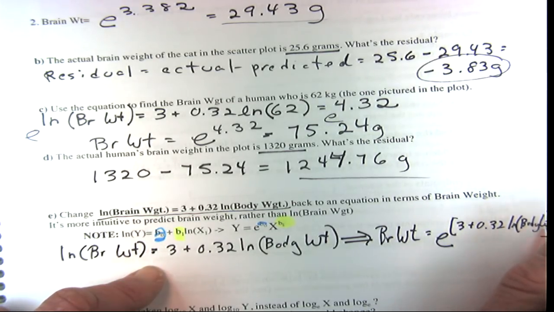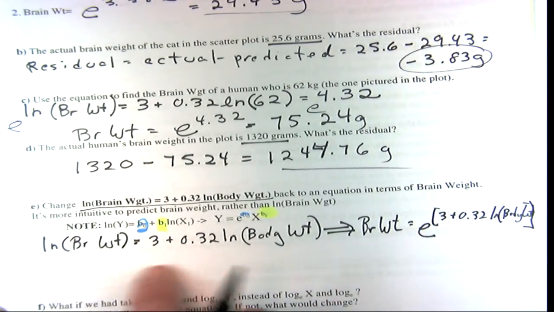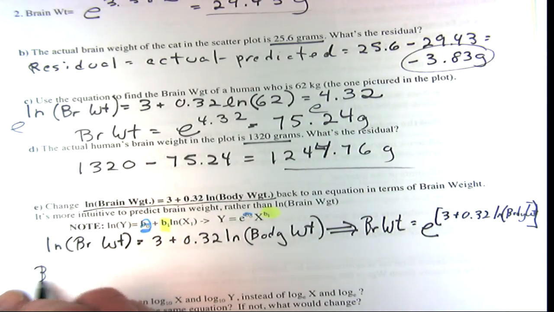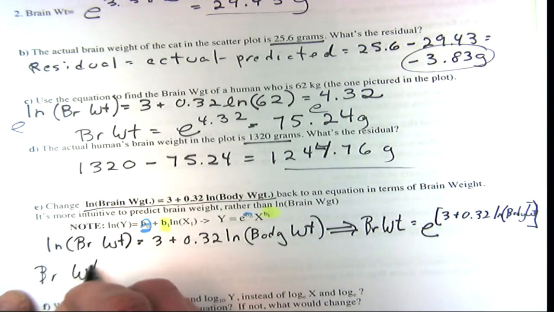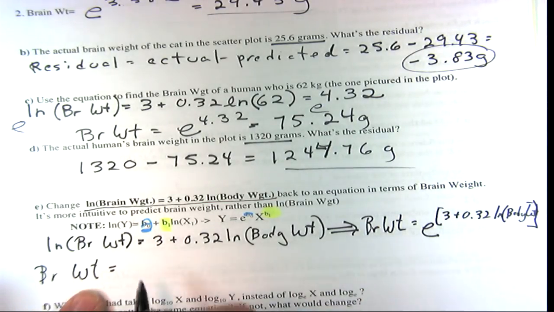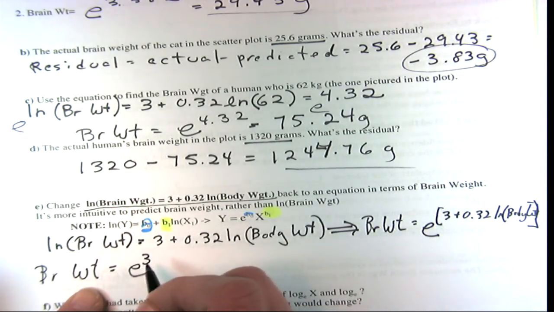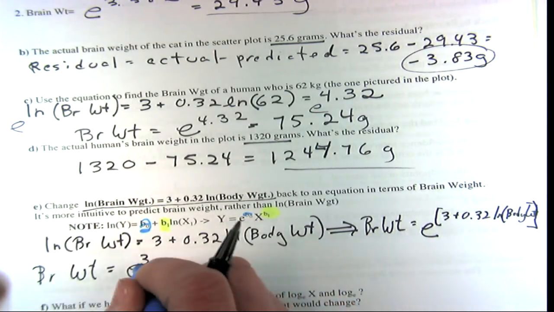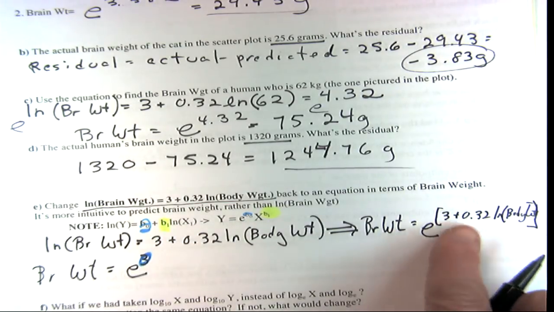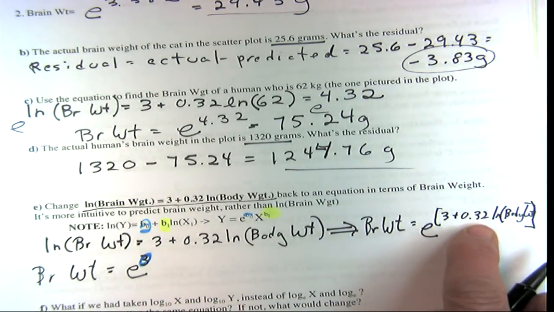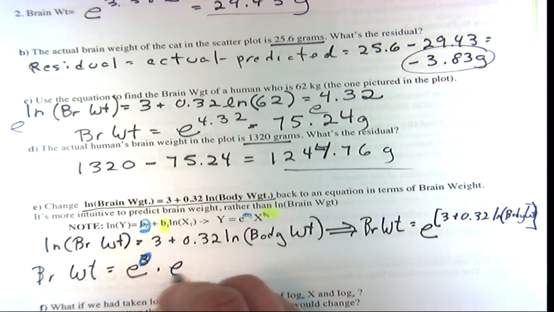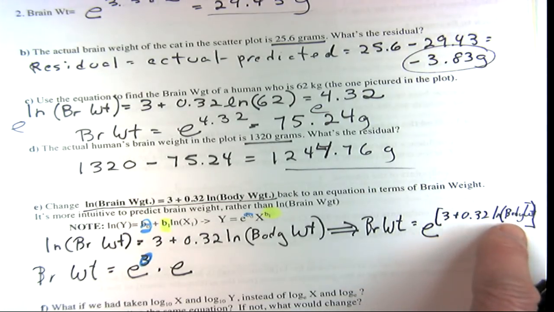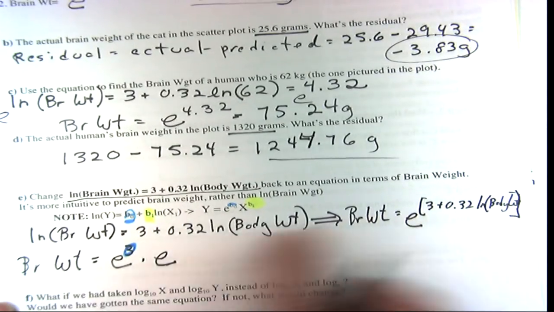Sorry, it looks kind of messy there, but this whole thing is up in the exponent. So I'm just going to simplify that. The brain weight equals what? That's e to the 3, right? So you can see right away that's what we talked about. And then, since it's in the exponent, that's times e to the 0.32 times the log of the body weight.